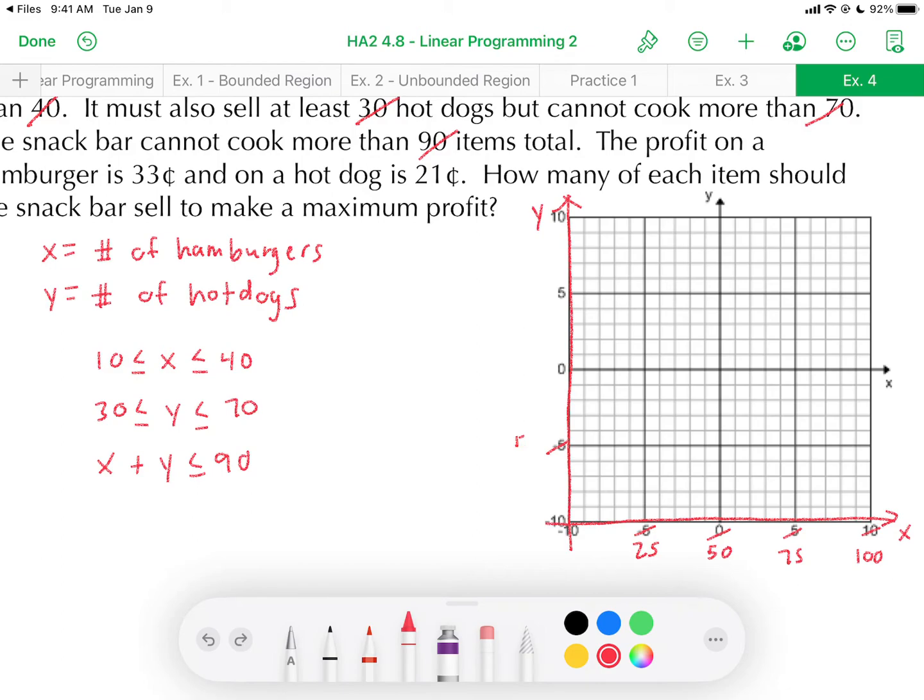Just in general, the smaller you can make your scales, the better. So what I mean by that is if you can go by 5s instead of going by 10s, go by 5s. Okay? If you can go by 2s instead of by 5s, do that. Okay? The smaller, the better.